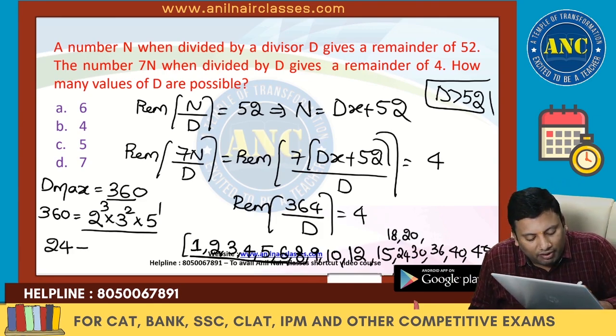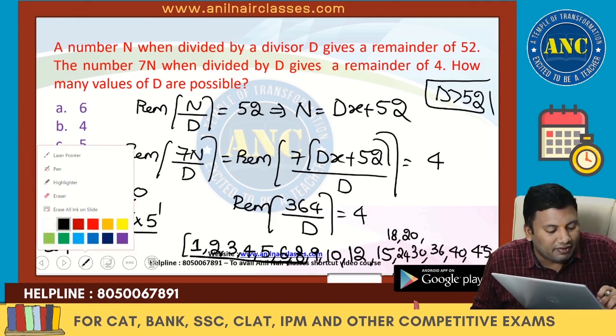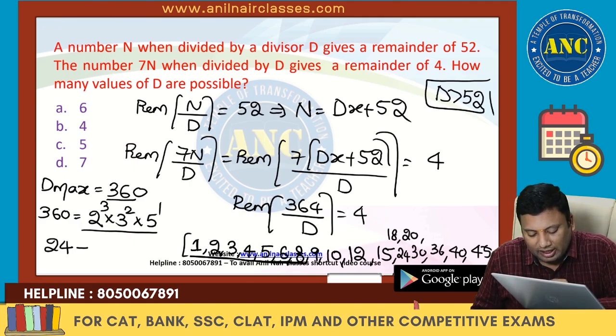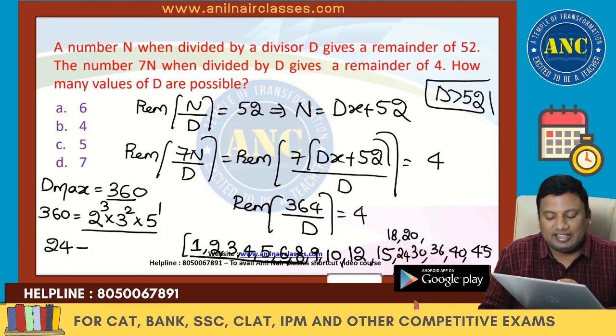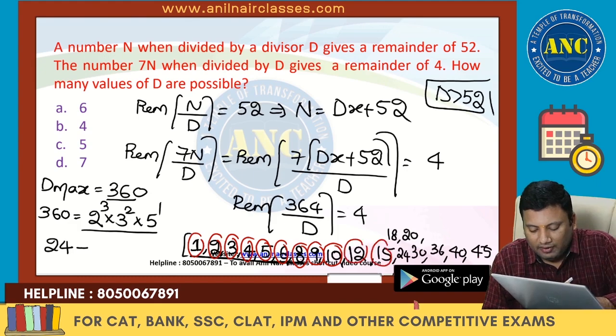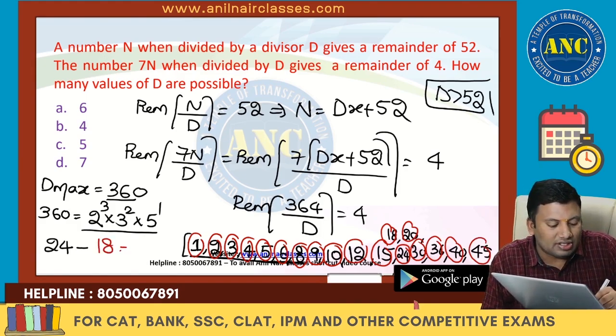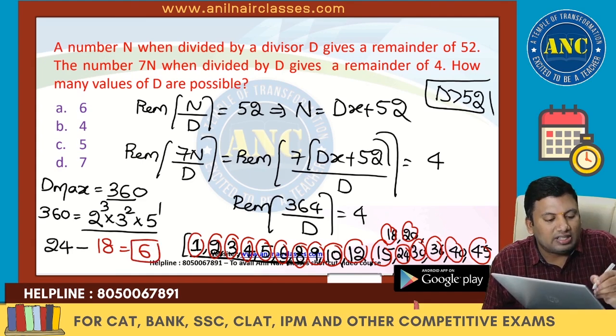1, 2, 3, 4, 5, 6, 8. I should get a D greater than 52. 8 means 45, 9 is 40, 10 is 36, 10 into 36 is 360. Totally how many? 1, 2, 3, 4, 5, 6, 7, 8, 9, 10, 11, 12, 13, 14, 15, 16, 17, 18. 24 minus 18 are eliminated. What is the answer? 6.